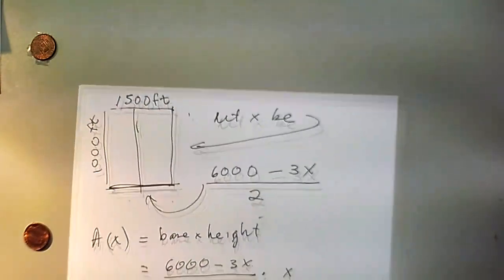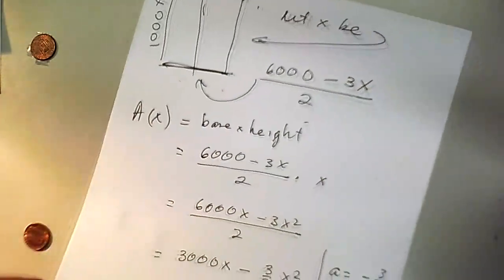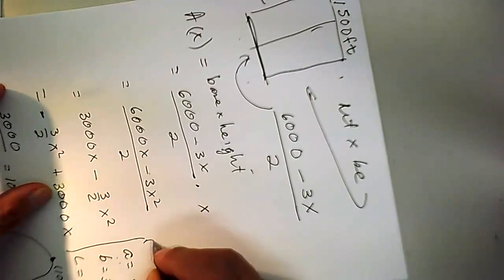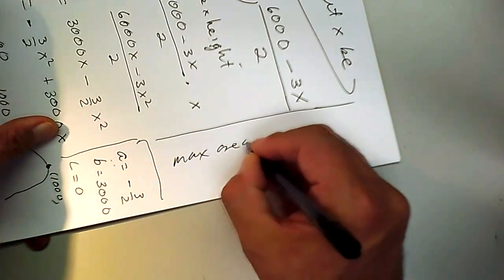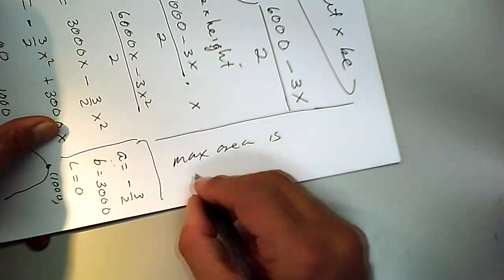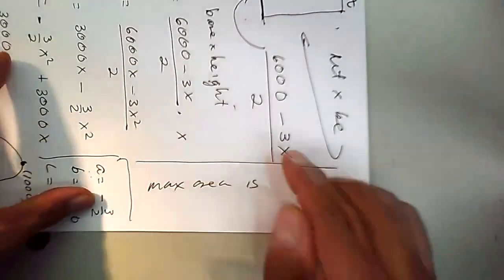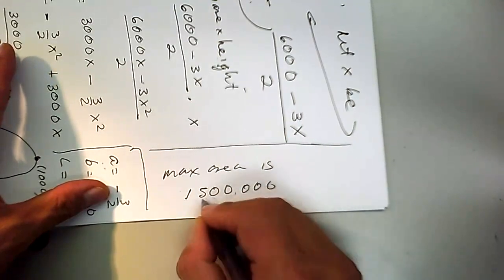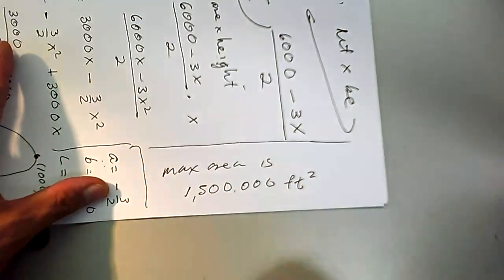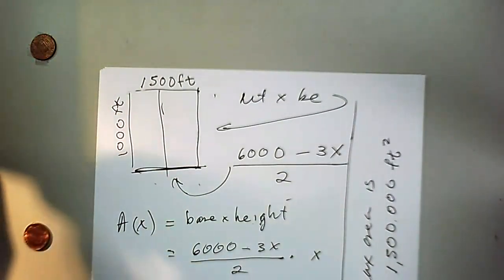So the maximum, I should have put it here, but it doesn't fit. So I'm going to put it on the side here. The maximum area is 1,500 times 1,000. It is 1,500,000 square feet, which is more than what we had perhaps guessed earlier.